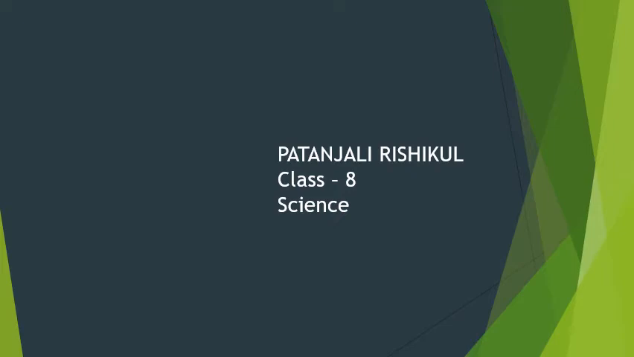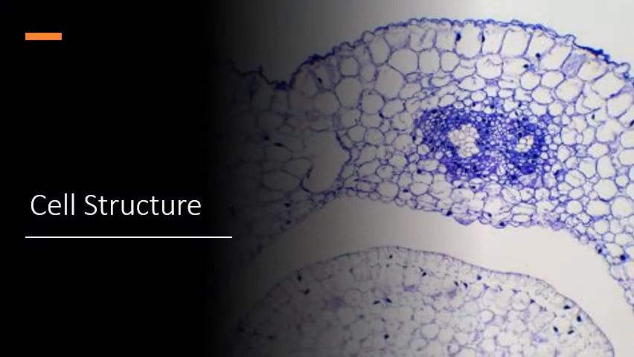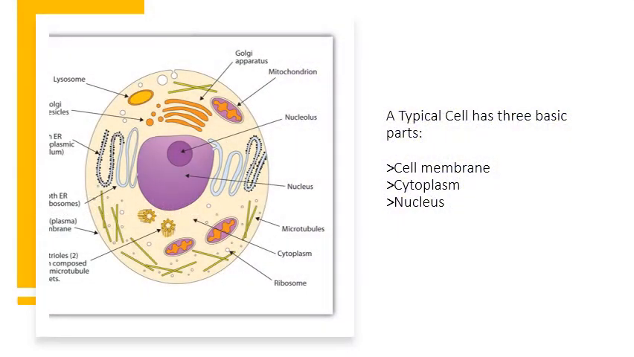Let's move ahead with the topic, the cell. In this video, we are going to talk about the cell structure. We will learn the cell structure. So let's move ahead. A typical cell has three basic parts: the cell membrane, cytoplasm, and nucleus.